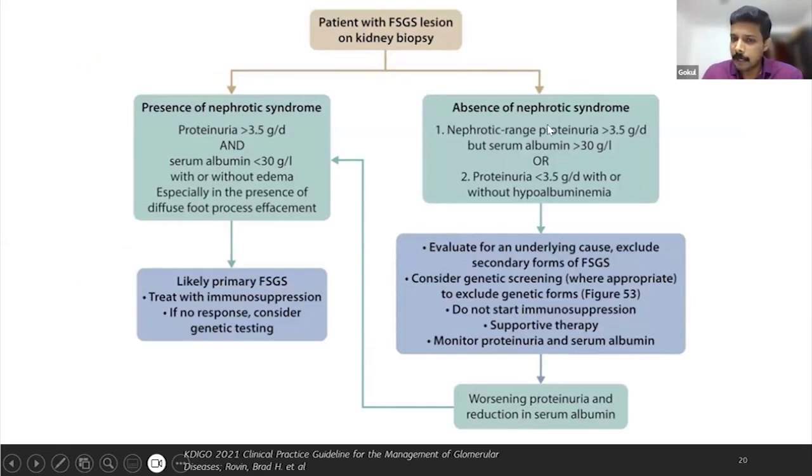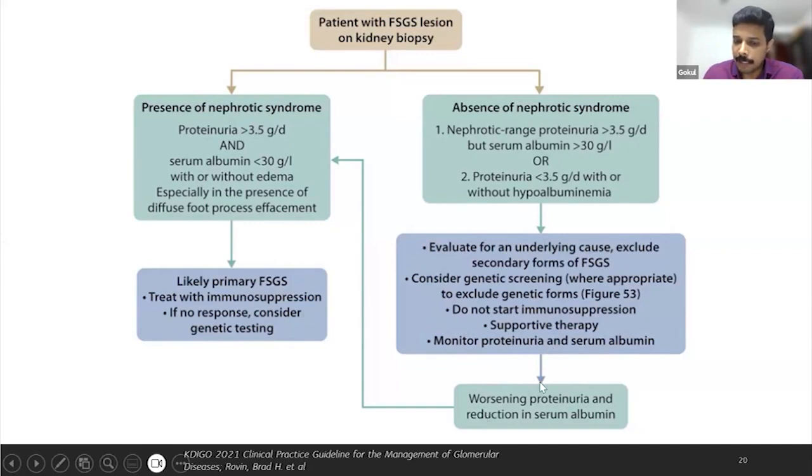But if there is no nephrotic syndrome, that means there can be nephrotic range proteinuria, but serum albumin is more and proteinuria is less, with or without hypoalbuminemia. If there is no nephrotic syndrome, then in all those conditions, exclude the secondary forms of FSGS. Don't consider immediate immunosuppression in that case. And in that case, we have to manage with supportive therapy in the form of diet restriction, salt and fluid restriction, and ACE inhibitors/ARBs. So all this has to be done, and monitor proteinuria and serum albumin.